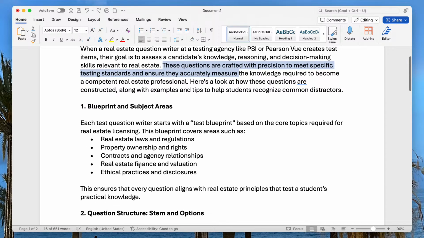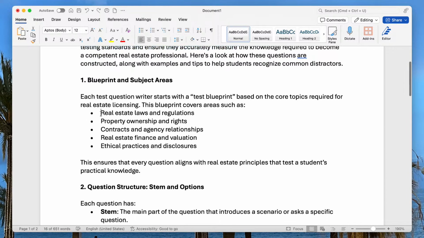Most real estate exams want you to know the laws and regulations for the state. They also want you to know about property ownership and rights, which is very interesting and very important for us here in the United States. It's what our country was founded on. You need to know a little bit about contracts and agency relationships. Of course, real estate financing and valuation, which I believe is worth the price of the course in itself.